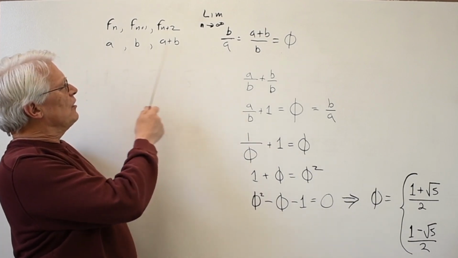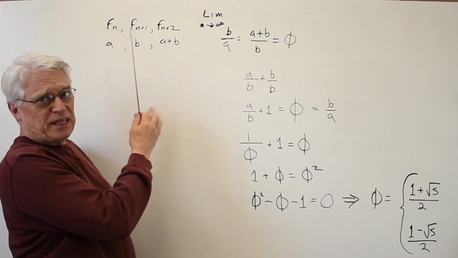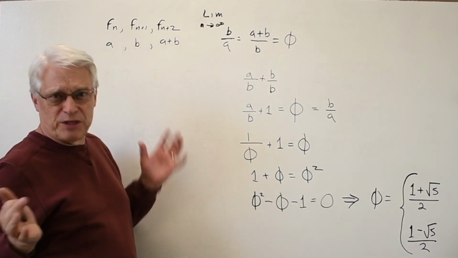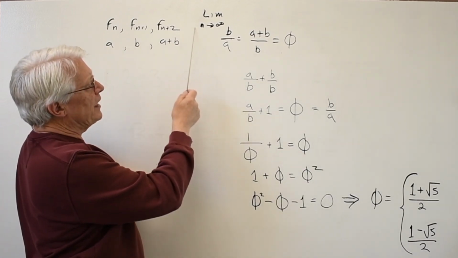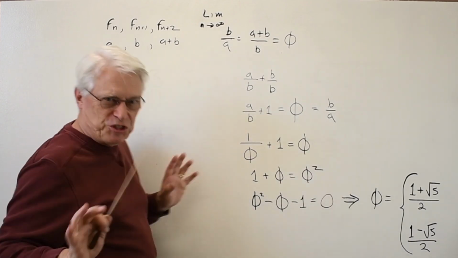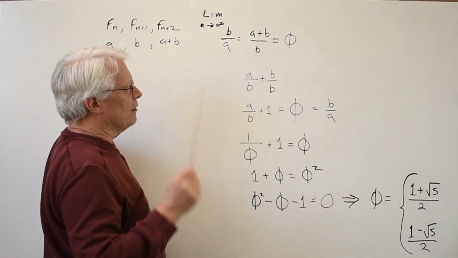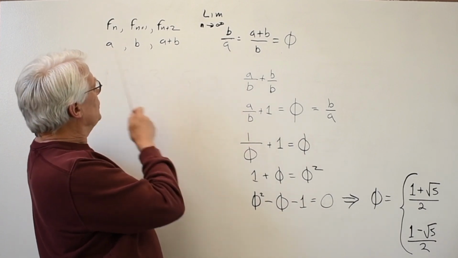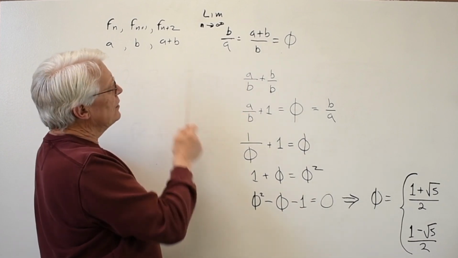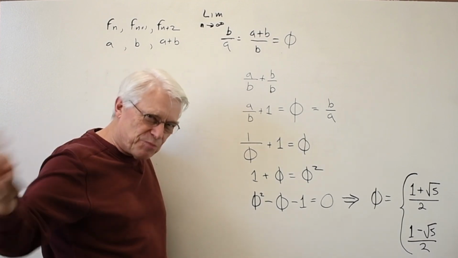Here's the Fibonacci sequence. You can see it's just A and B and A plus B. That's the Fibonacci sequence. And this is Fn and Fn plus 1 and Fn plus 2. We don't know where. But now we're going to take that as the limit of n approaches infinity. We'll just assume that n is getting really large now. And if n is very large, then b over a, which is these two, and a plus b over b, which is these two, should be equal to phi. So they're both going to be equal because n is approaching infinity.